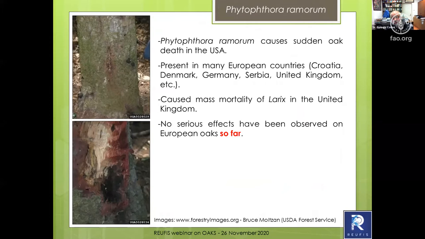One more thing, this is the Phytophthora ramorum species, which can cause serious oak decline and even sudden death in the US. The species is present in many European countries and caused mass mortality in large trees in the United Kingdom. So far, and it's very important to emphasize, so far it doesn't have any serious effect on oaks in Europe. But so far doesn't mean that it will never happen.